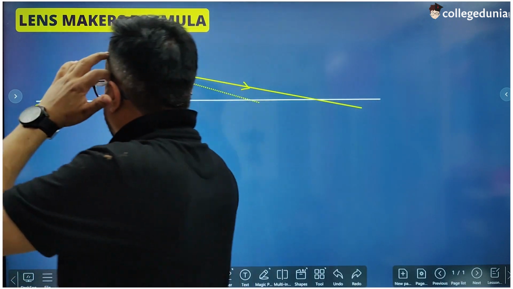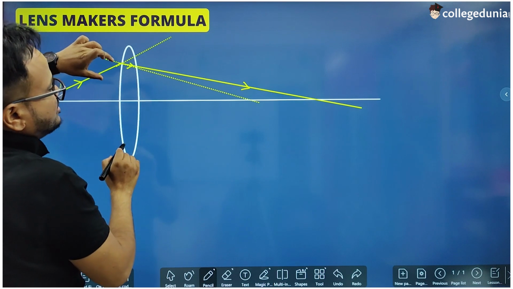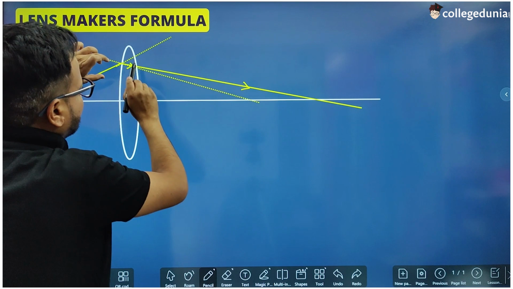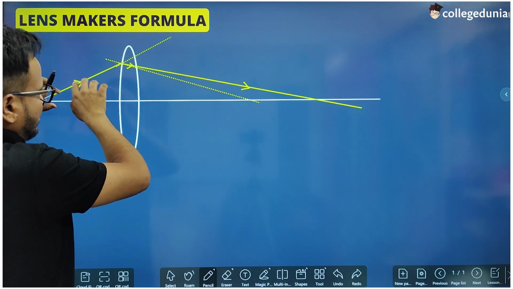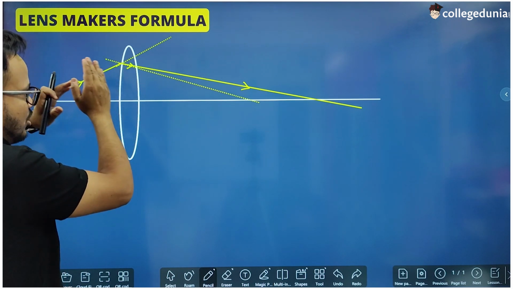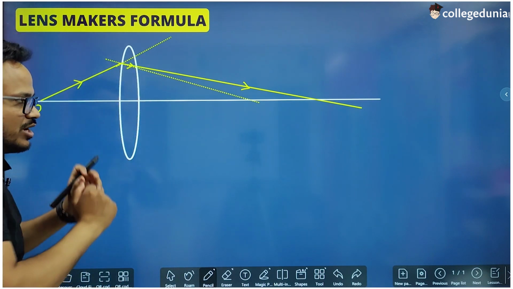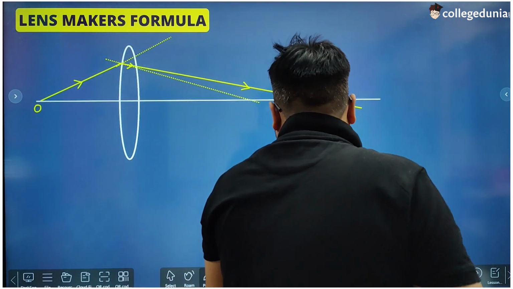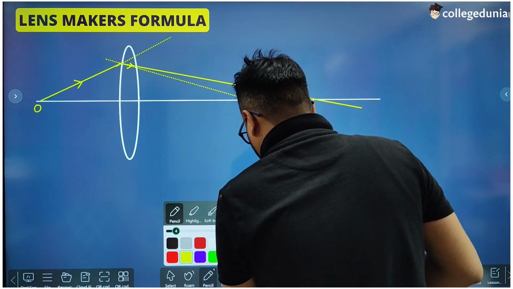So this light will again bend on this surface, right? Because this light ray cannot go straight, because now again the surface is changing. In here the light ray was going from rarer to denser medium because it was going from air to glass, and on this surface light ray is going from glass to air. That means it is going from denser to rarer medium. And what happens when light goes from denser to rarer medium? It bends away from normal, right?